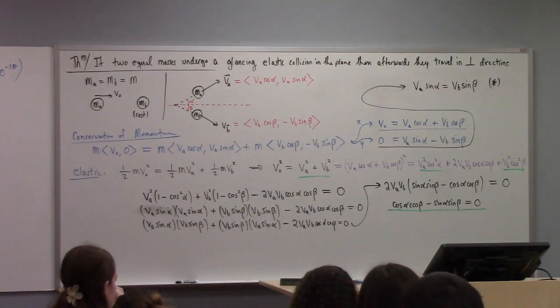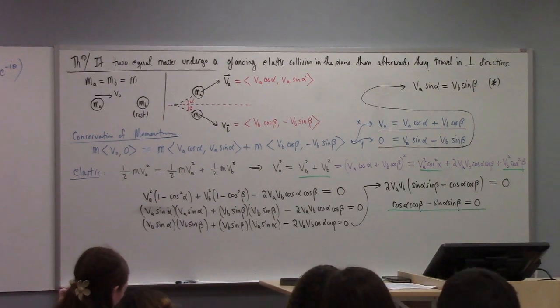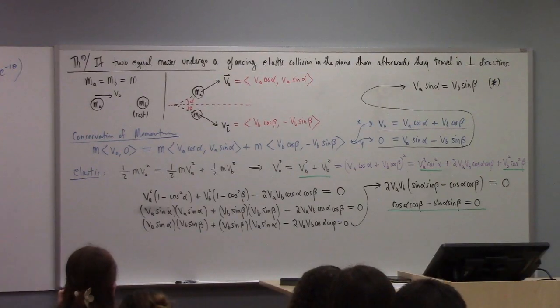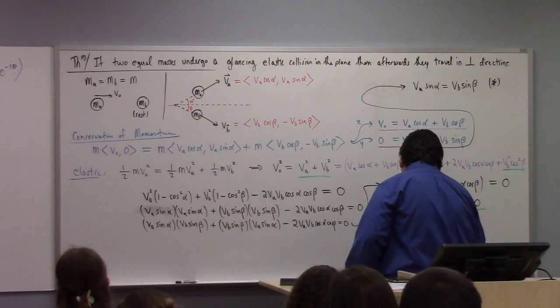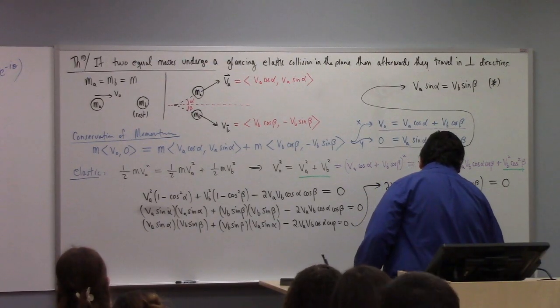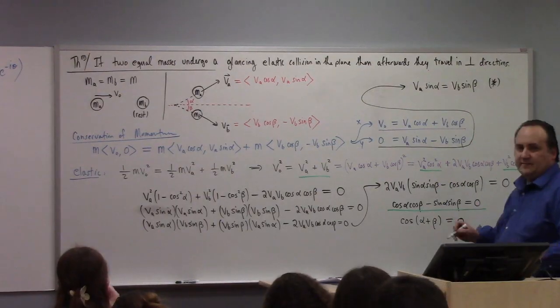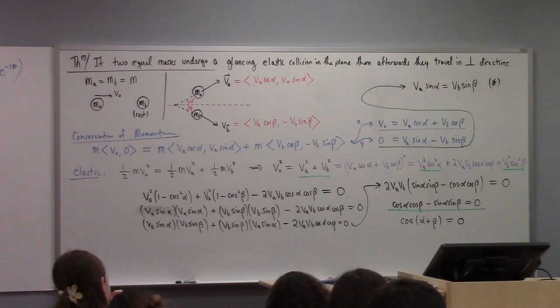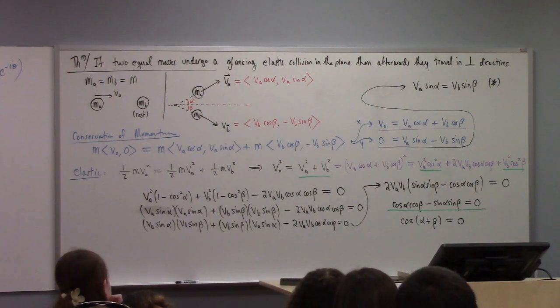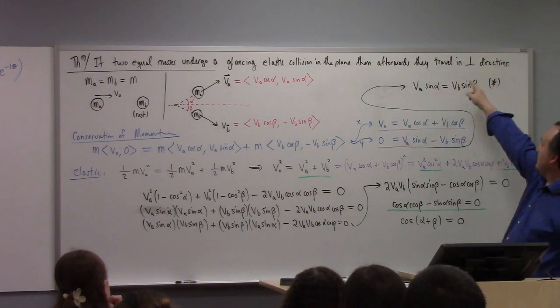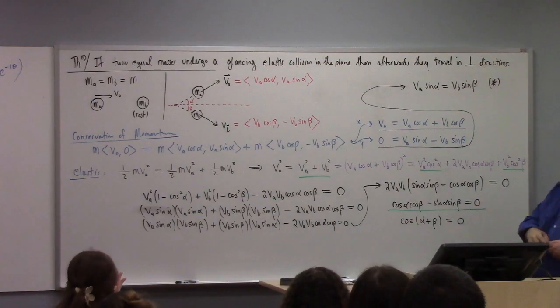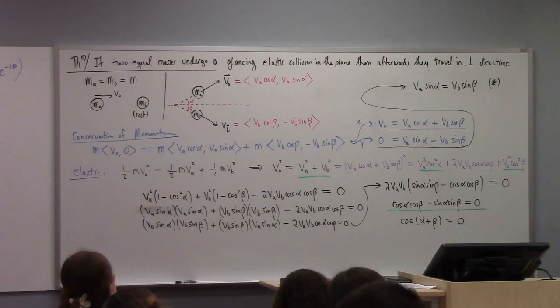Okay, so going back to my question, what's the underlined green thing? Cosine alpha plus beta equals 0. And what is the solution of that? When is cosine 0? The input must be 90 degrees, which proves that alpha plus beta is 90 degrees, which is to say that they're going in perpendicular directions, as claimed.